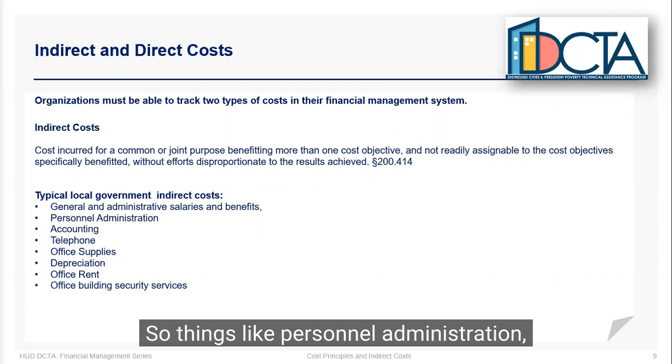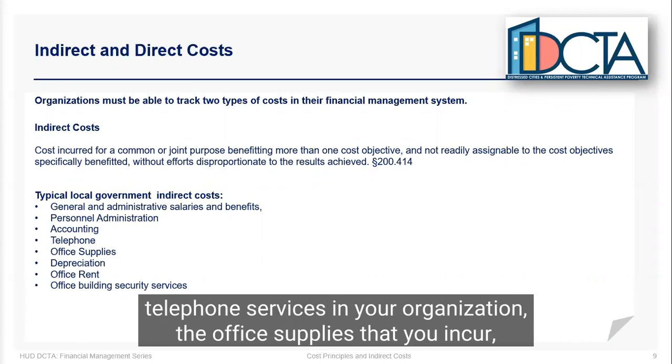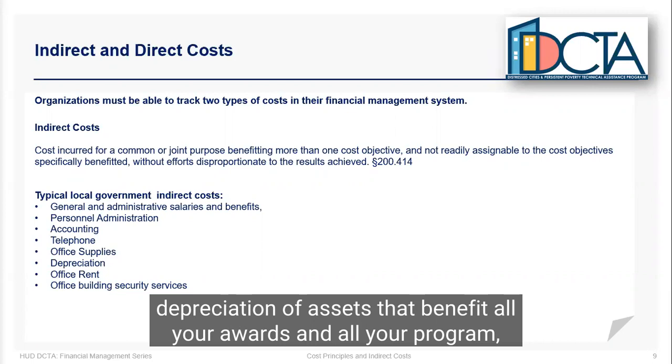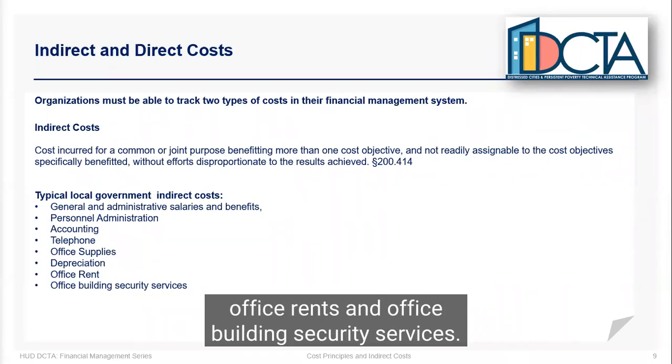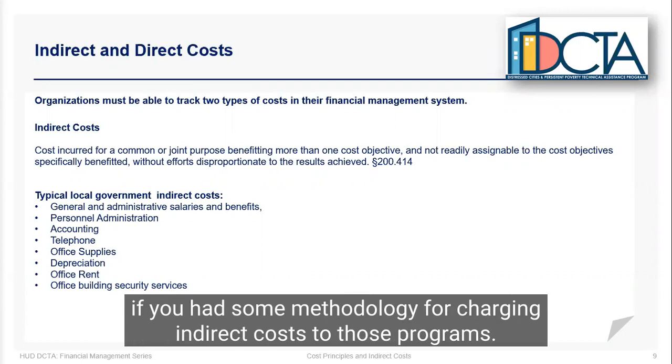So things like personnel administration, HR, accounting, again, benefiting multiple cost objectives. Telephone services in your organization, the office supplies that you incur, depreciation of assets that benefit all your awards and all your programs, office rents and office building security services. Those are examples of indirect activities that you can charge to a federal program if you had some methodology for charging indirect costs to those programs.